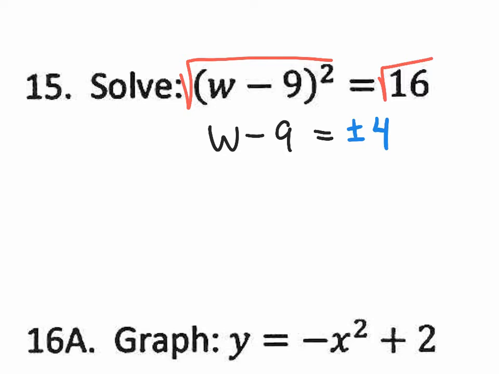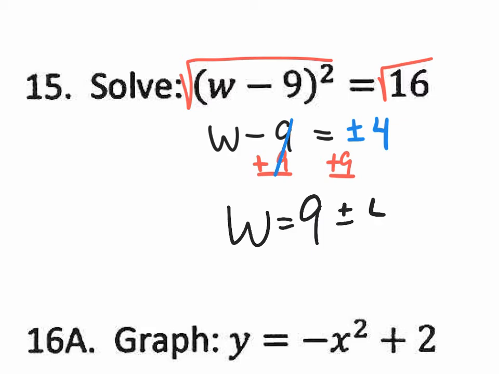So I almost have w by itself. All I need to do is get rid of that minus 9. So I'm going to add 9 to both sides. Now notice, I'm not going to actually do this 9 plus the plus or minus 4. I'm going to write it twice, okay? So on the left side, I do have w all by itself. On the right side, I have the positive 9 and then plus or minus 4.